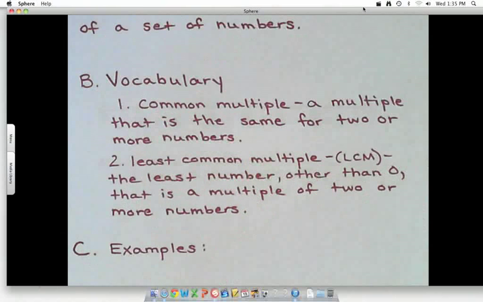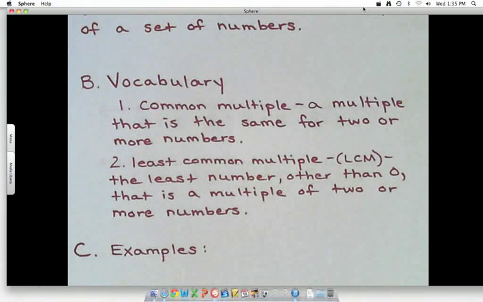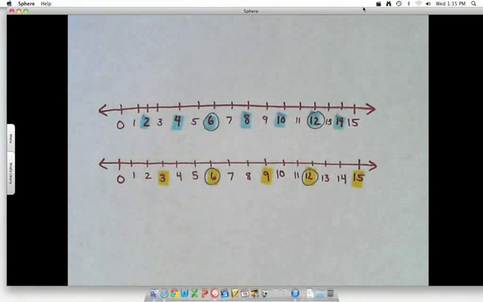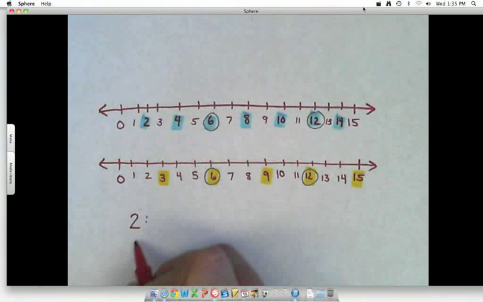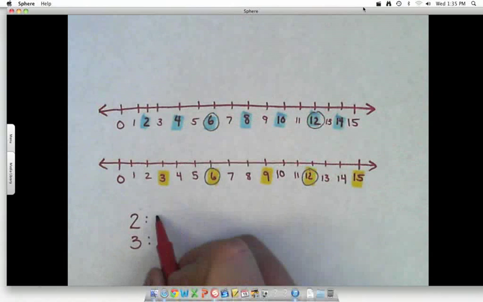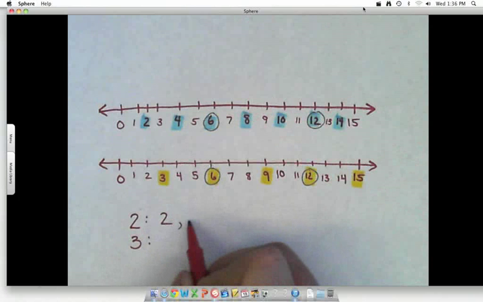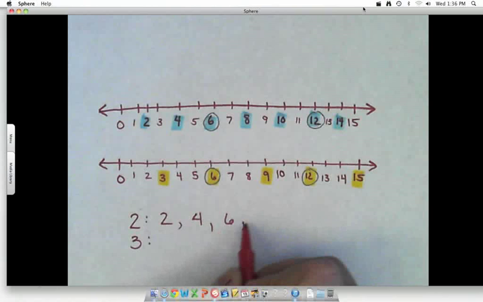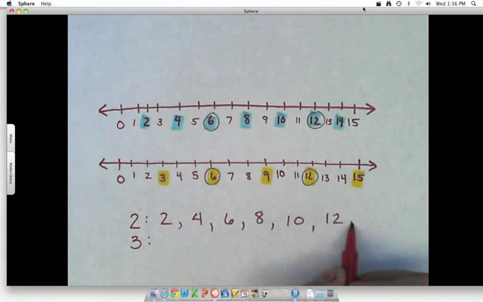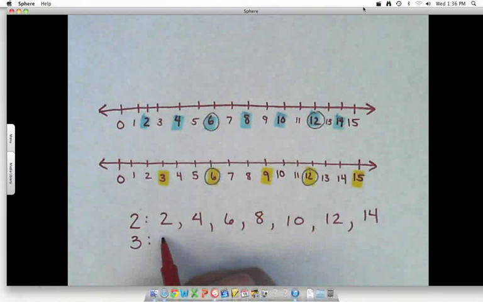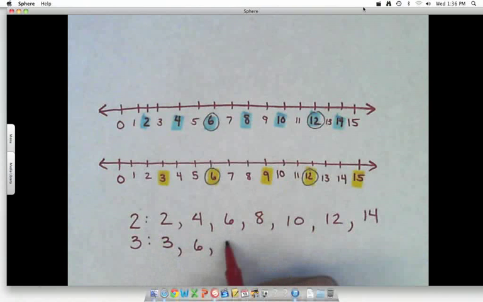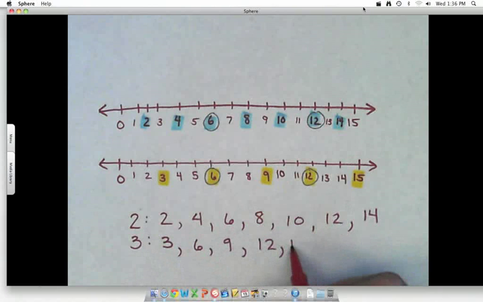The least common multiple, second vocab term, or LCM, is the least number other than 0 that is a multiple of 2 or more numbers. And again, my two number lines, I have 2 numbers, so I have multiples of 2 and multiples of 3. My multiples of 2 are 2, 4, 6, 8, 10, 12, 14. Multiples of 3, 3, 6, 9, 12, 15.